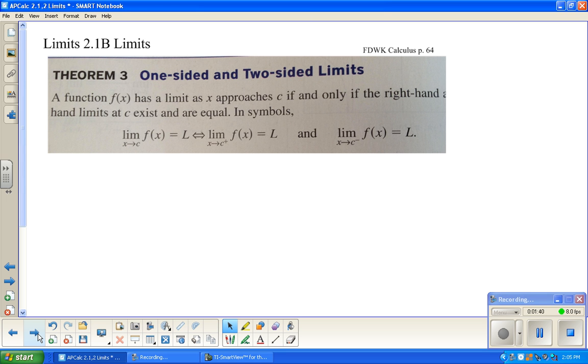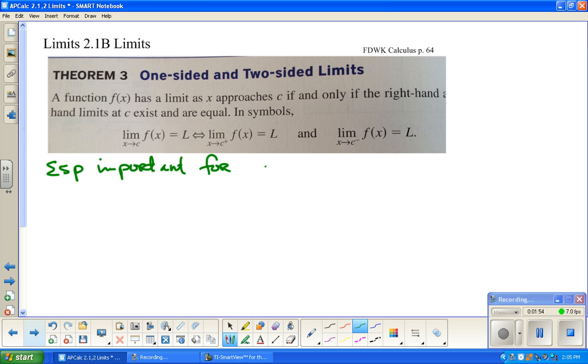What we're going to look at right now is kind of a big deal. This is especially important if whatever we're looking at is not continuous, so anything with discontinuities. Discontinuity, sounding it out is very helpful.